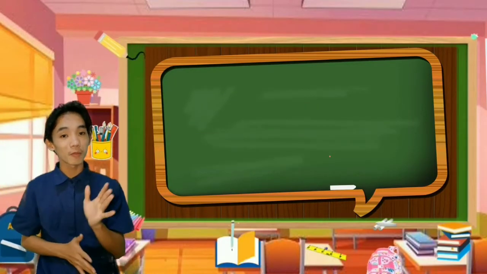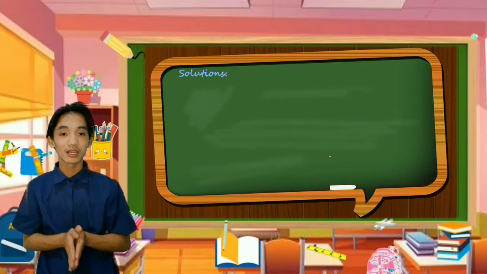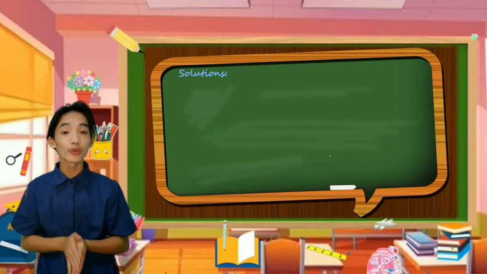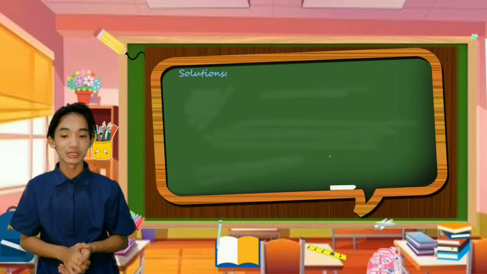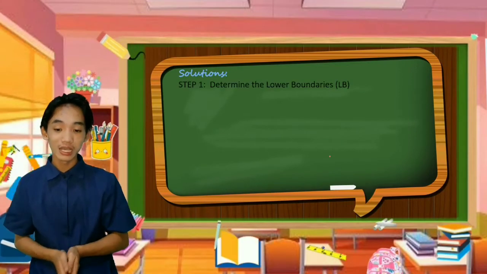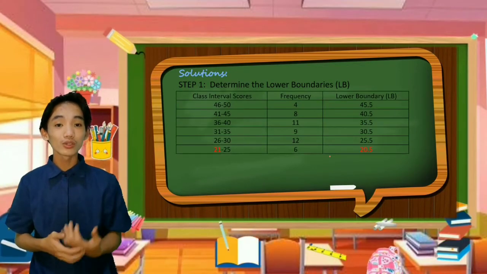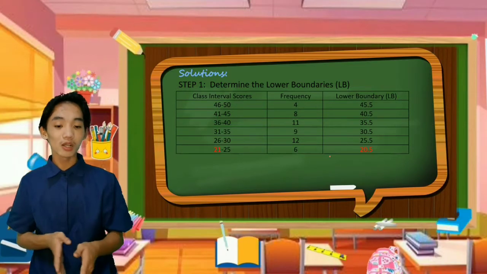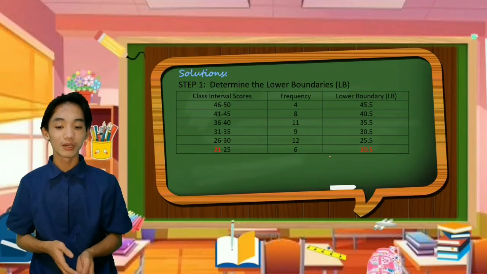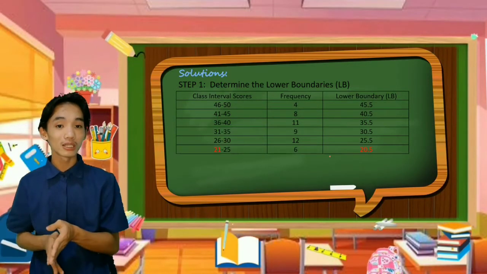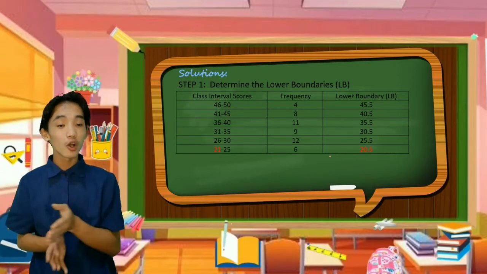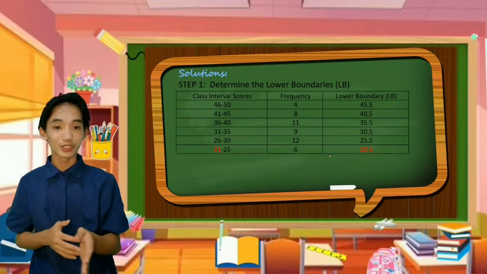We have 5 steps in solving this example. But first, we are going to determine the lower boundary. To solve the lower boundary, we subtract 0.5 from the smallest number per class interval. For example, 21 is the smallest number in its class interval.